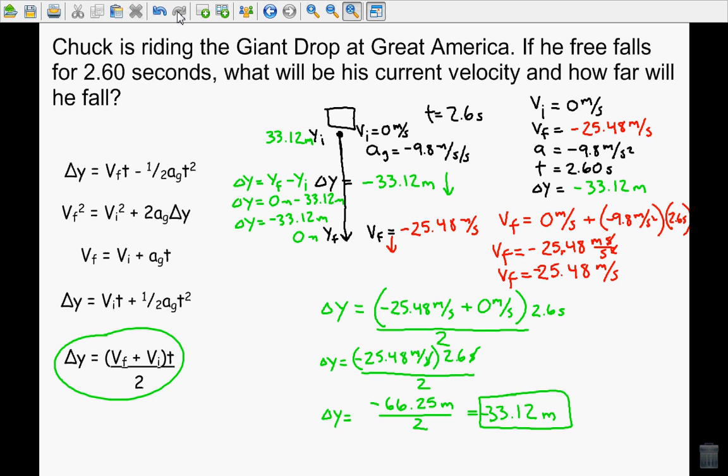Alright, tomorrow we'll work on some problems in class to practice this. It's all the same equations, just some different symbols, and we'll end class tomorrow with an exit ticket and see how it goes from there.